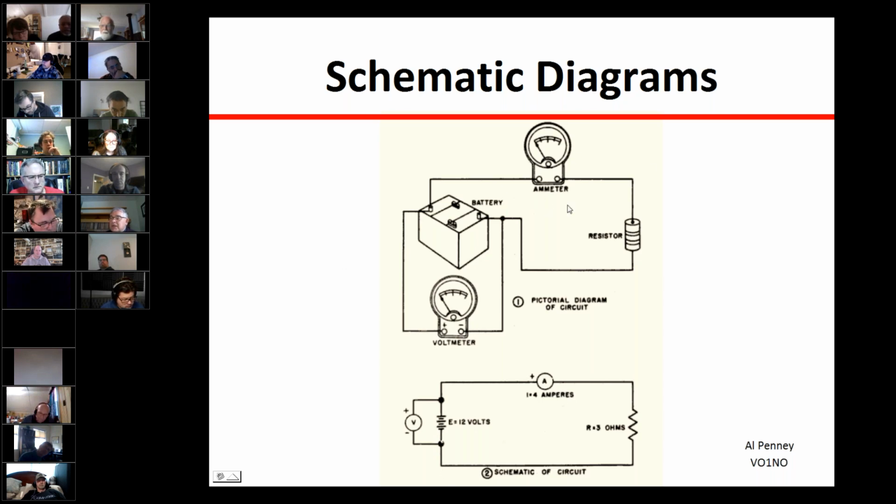So that's what it would look like in real life, and that's what it looks like in a schematic diagram. We'll be looking at schematic diagrams in some of the future chapters, so you need to know what these represent in real life.